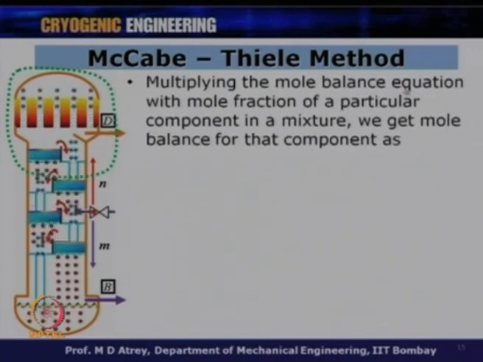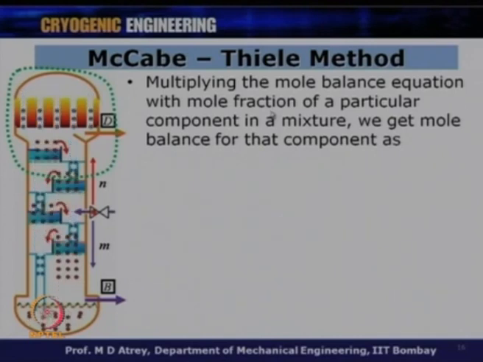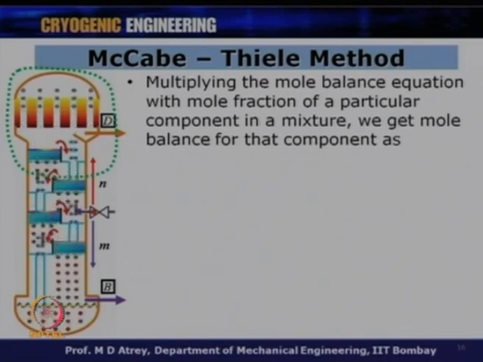Multiplying the mole fractions, a mole balance equation with mole fraction. Now, this was a molar balance which comprises both the components. V moles are going up, and D moles are received, but all these moles will have both the fractions of, let us say, component A and component B.